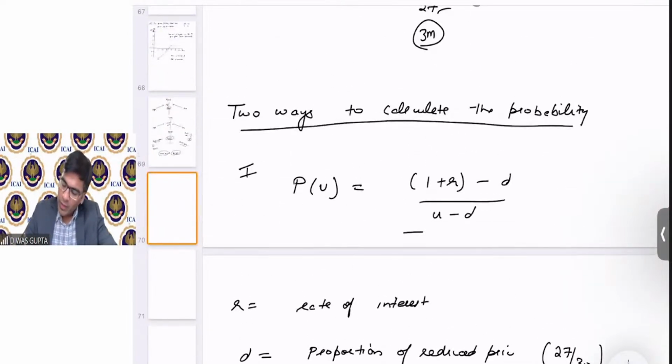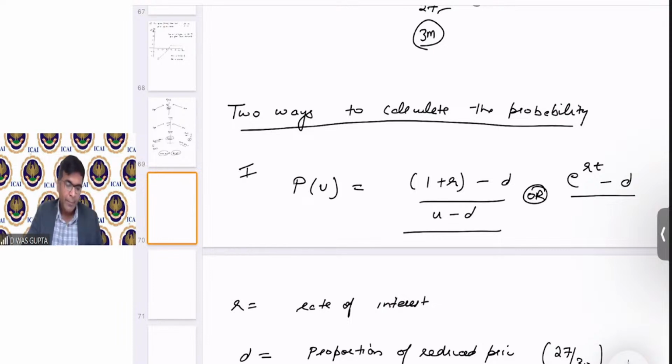Sometimes apart from this formula, sorry, if it is a case of continuous compounding, we can also use e raised to the power r into t minus d, sorry, divided by u minus d. Okay, students, I hope this is clear till now.